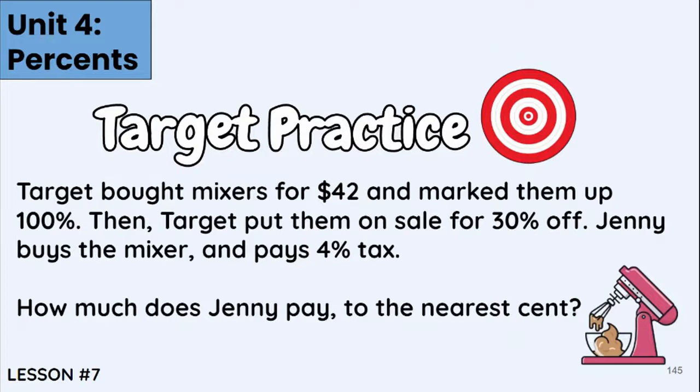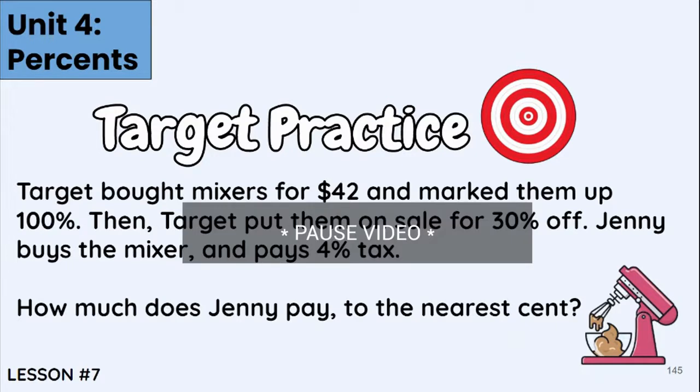All right, Target practice. Target bought mixers for $42 and marked them up 100%. Then Target put them on sale for 30% off. Jenny buys the mixer and pays 4% tax. How much does Jenny pay to the nearest cent? Go ahead and pause the video, then unpause it to see the answer.